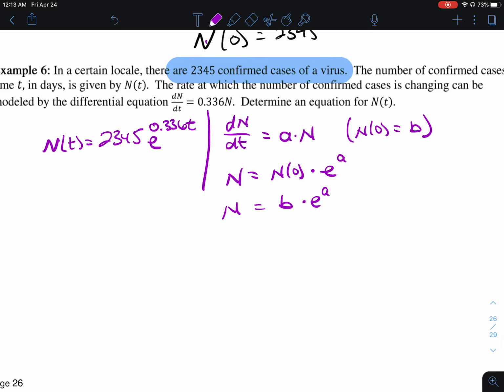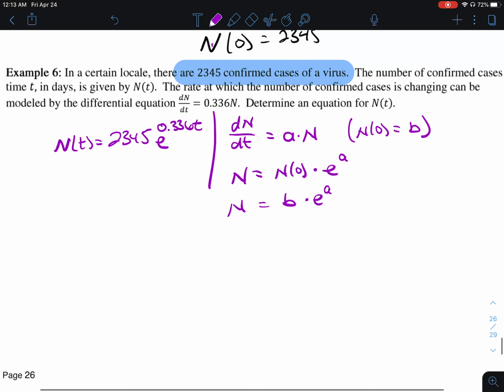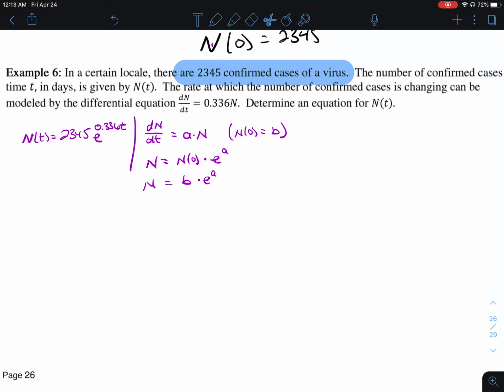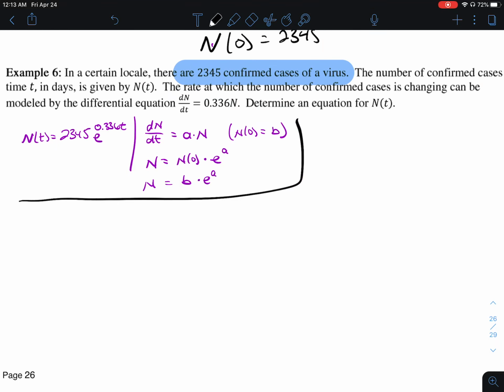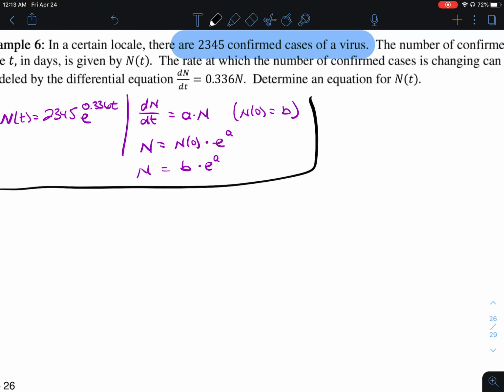Now, if that doesn't make sense to you, if you don't want to use that shortcut, don't use it. But this is going to save you a ton of time if you recognize it, and it's also going to save you the chance of making mistakes. You want to go old school? How would we have done this?